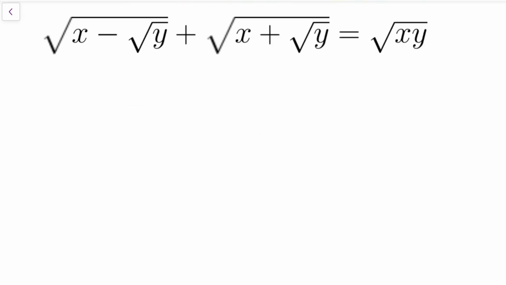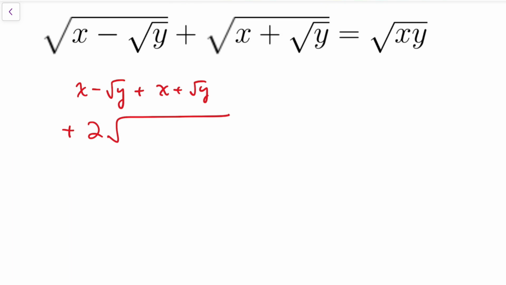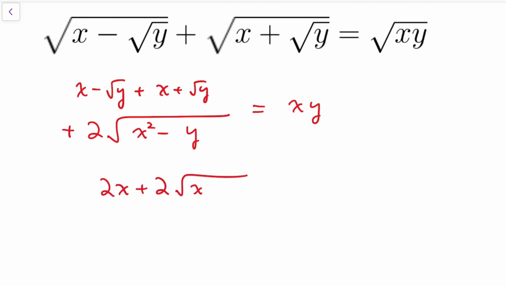My first step to solve this equation would be to square both sides. By doing so, on the left we have x minus square root of y plus x plus square root of y, furthermore added by 2 times the product of the two surds, 2 times square root of x squared minus root y squared, and that's y. For the right, we just have xy. Simplifying, we have 2x plus 2 times root x squared minus y equals xy.